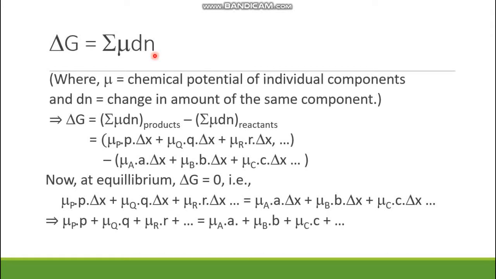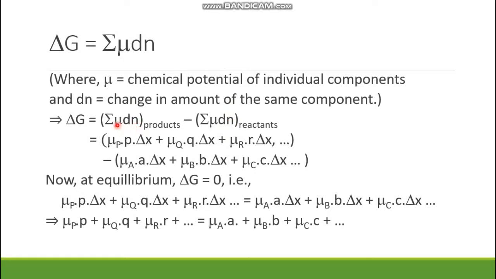So actually this is delta X. If it is A, it is a into delta X. If it is B, it is b into delta X. This way they can be written. And mu, in case of A, is mu A; in case of B, it is mu B. So what is the value of delta G, the free energy change? Actually, it is the free energy of the products minus the free energy of the reactants. Free energy means chemical potential into number of moles.